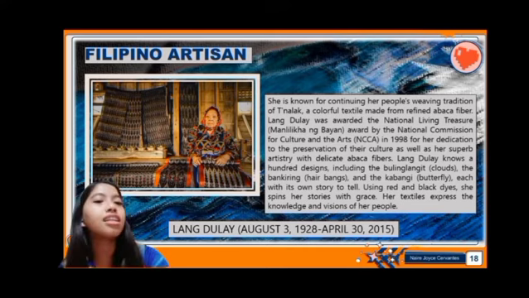The designs known by Lang Dulay have their own story to tell. Using red and black dyes, she spins her stories with grace. Her textiles express the knowledge and visions of her people. Through her weaving, Lang Dulay does what she can to keep her people's traditions alive. Without weaving, all that is left are strands of yarn that serve no functional purpose.